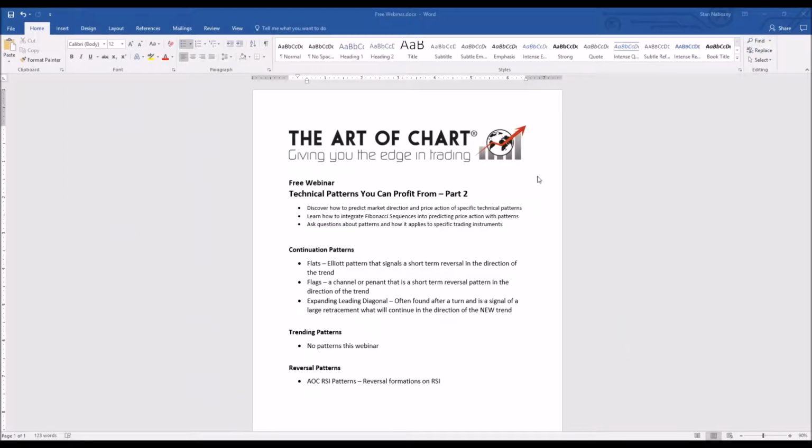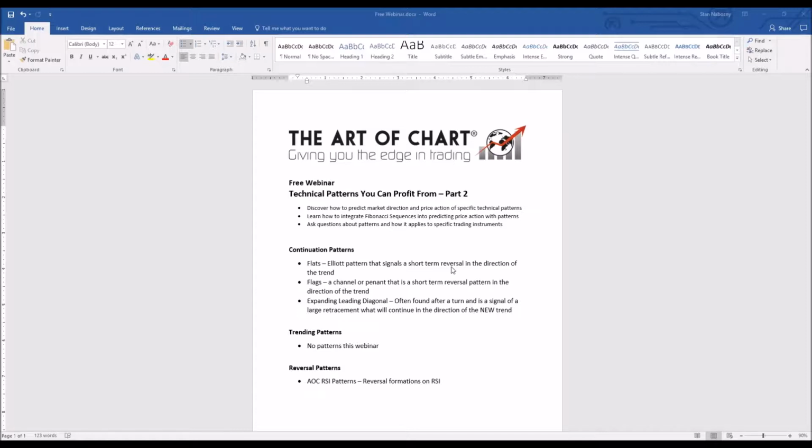So with that said, the webinar, Technical Patterns You Can Profit From, Part 2. We did one a month ago just like this. Now, the way Jack and I look at patterns, and we're going to increase the number of patterns that we look at every month here, we look at continuation patterns, trending patterns, and reversal patterns. And so this month we're going to look at continuation patterns, flats, which is basically an Elliott pattern that signals a short-term reversal in the direction of the main trend.